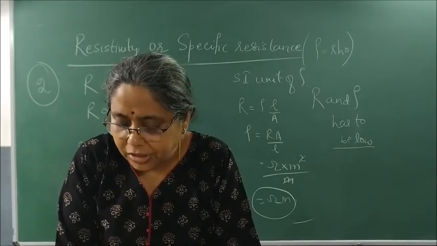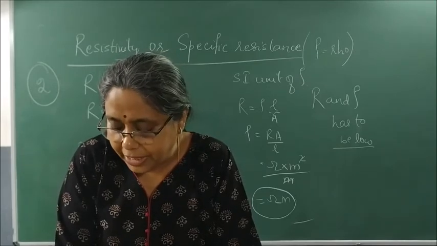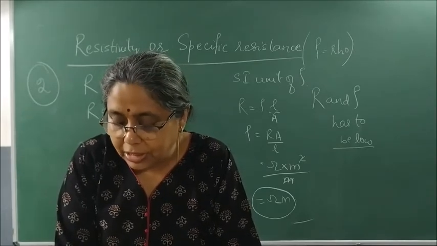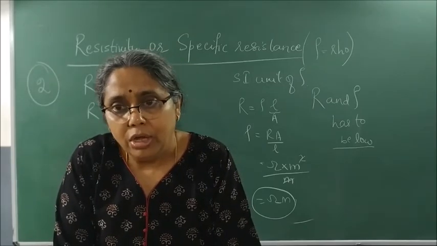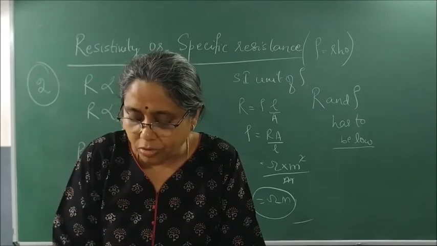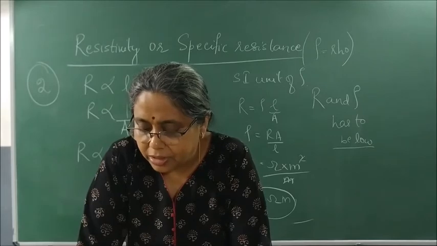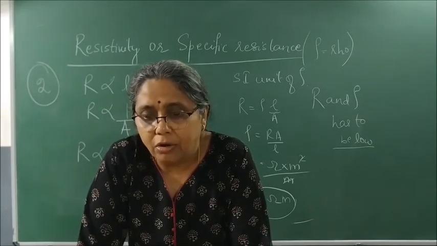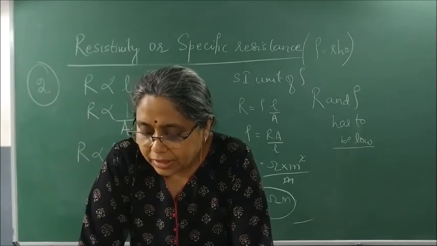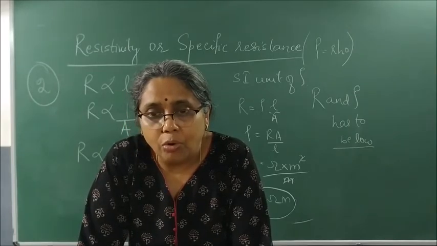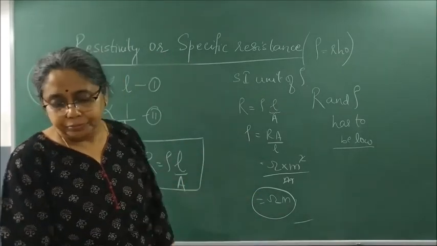Correct? We have studied this. R is proportional to L, R is proportional to 1 by A. Combining both, R is proportional to L by A. So R is equal to rho L by A, where rho is the constant of proportionality, called the electrical resistivity of the material of the conductor. The SI unit of resistivity is ohm meter. How to derive the unit? We did.